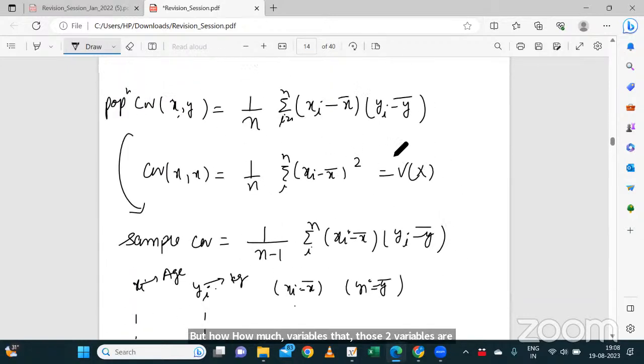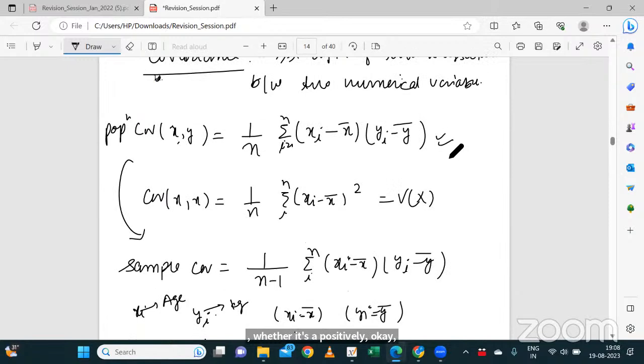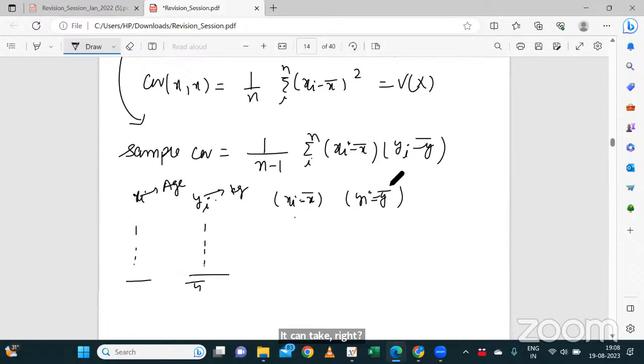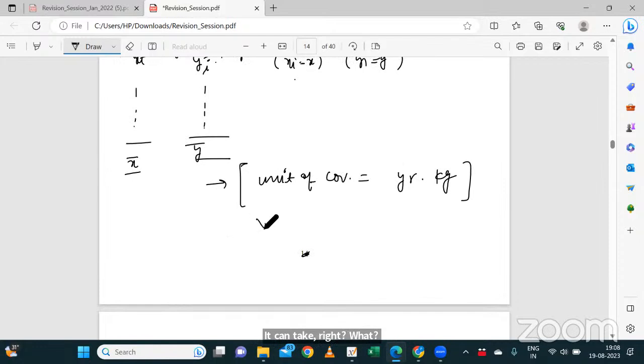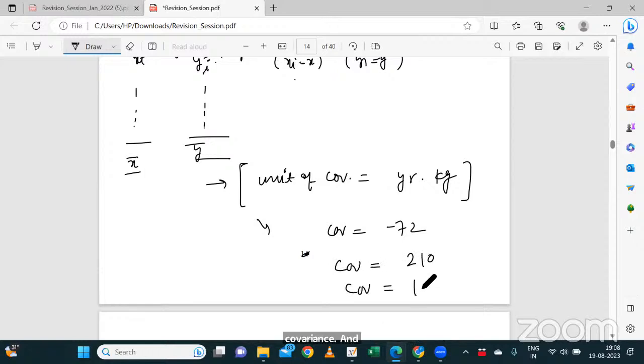One more thing. Can you tell me whether this covariance can take negative values? It can, right? But variance can't, because it's a square. So suppose for this data set you got covariance of, let's say, minus 72. For another data set you computed and got 210. For another data set you got 100. And for another, let's say 172, something like that.